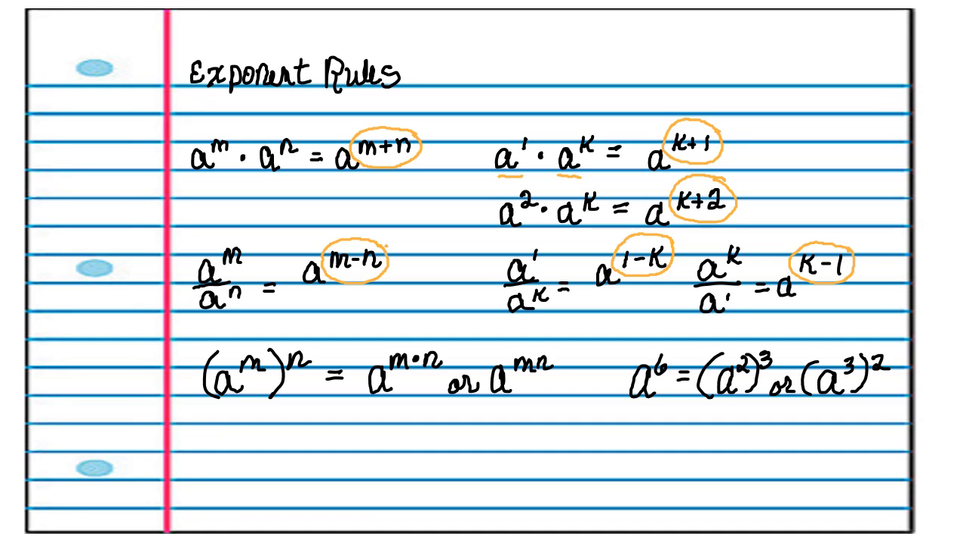And any power being powered up, same thing, we get the power times the power, but those can be split up into several different ways also. So if you had a to the power 6, it could be a to the power 2 then powered to 3, same result, or you can see it as a to the power 3 powered up by the power 2. Still gives you a to the power 6. So we're kind of doing a bit of factoring inside here.